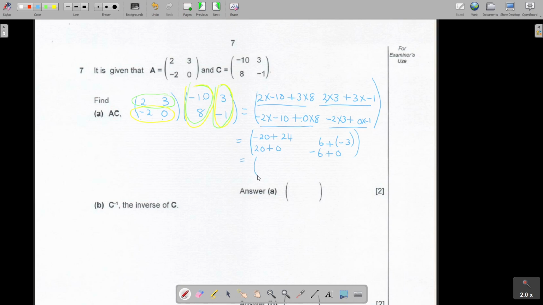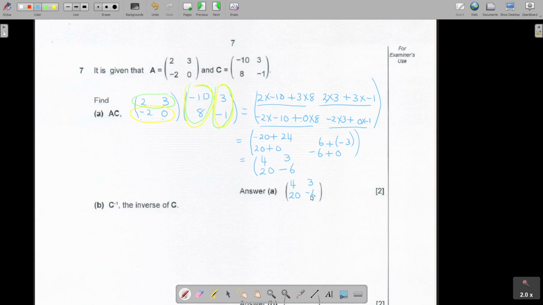Okay, and now I just simplify. I get 4, I get 20, I get 3, and I get -6. So my answer is going to be 4, 20, 3, and -6.